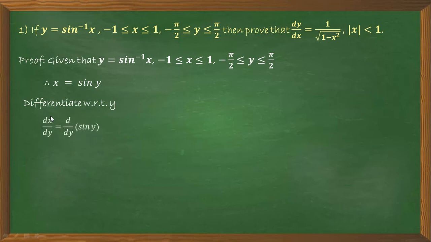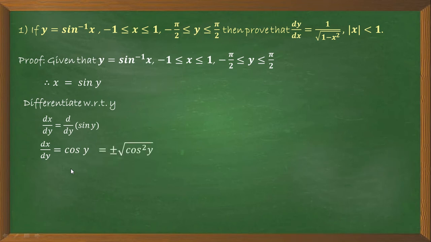So what will you get? dx by dy is equal to d by dy of sine y. Now we know that the derivative of sine y with respect to y is just cos y. So we get dx by dy is equal to cos y. So this is the derivative of x is equal to sine y. Now for further adjustment, we will follow the steps like this.